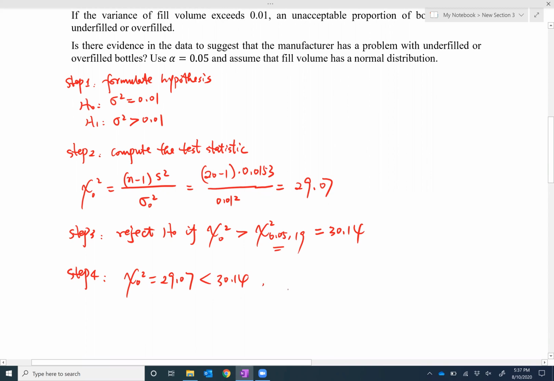So we cannot reject H naught. We conclude there is no strong evidence that the variance of the fill volume exceeds 0.01. So we are safe; we don't have underfill or overfill problems. Okay, so this is the end of this exercise.